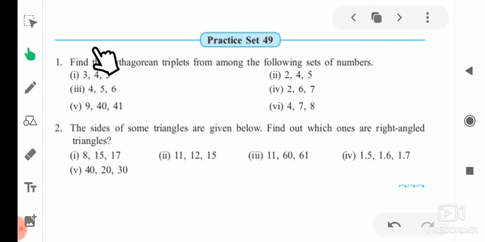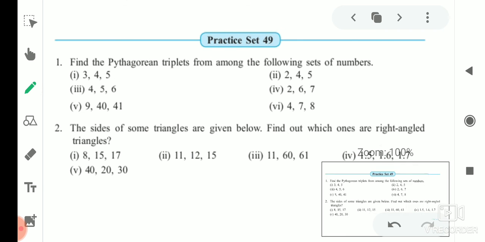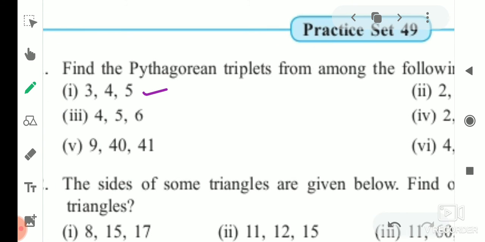In order to find out whether this is a Pythagorean triplet or not, we have to calculate the sum of the squares of 3 and 4, and if their sum is equal to 25, then we will say that this is a Pythagorean triplet. Okay, so the square of 3 is 9 plus 16. Yes, 9 plus 16 is 25, that is the square of 5. It means that yes, this is a Pythagorean triplet.